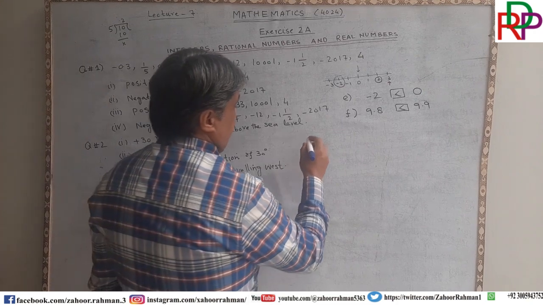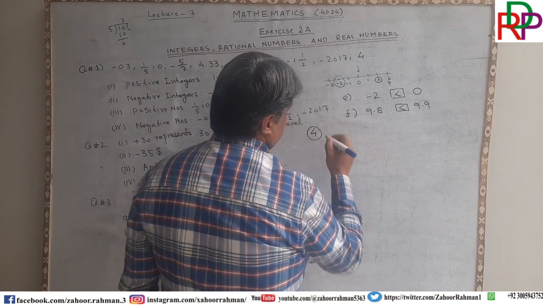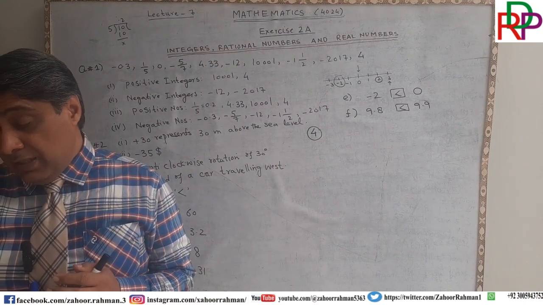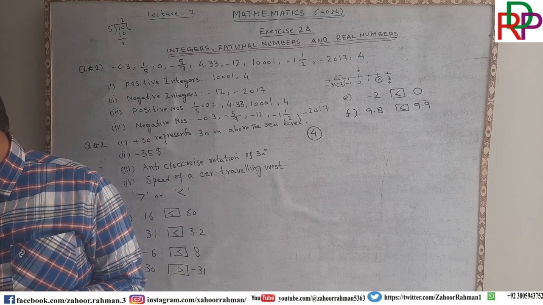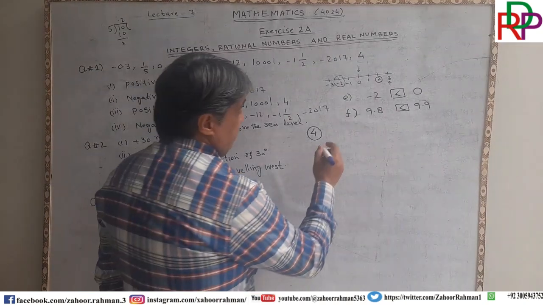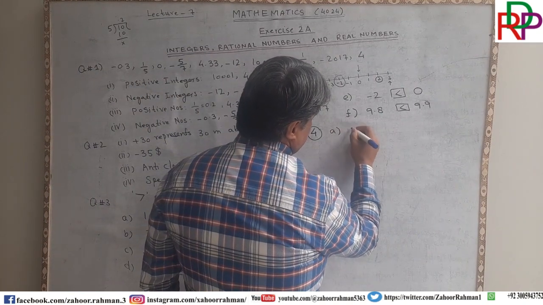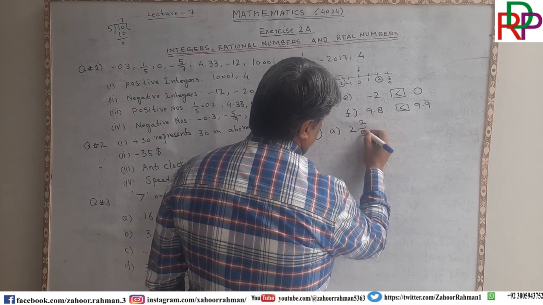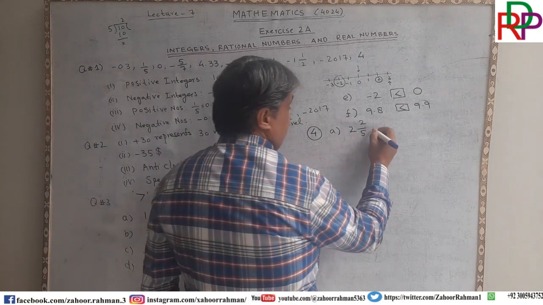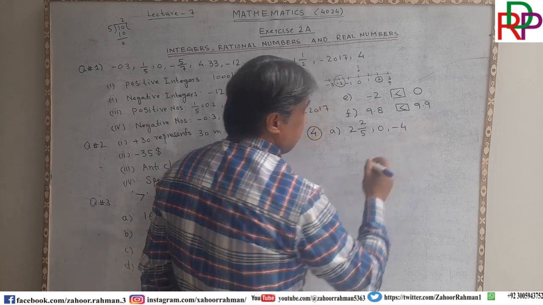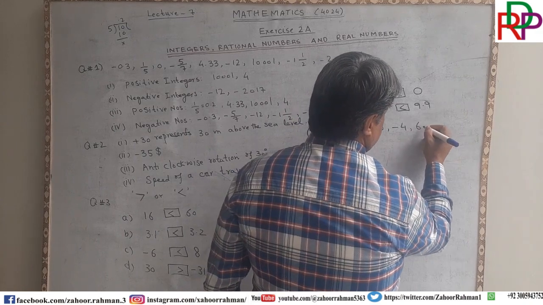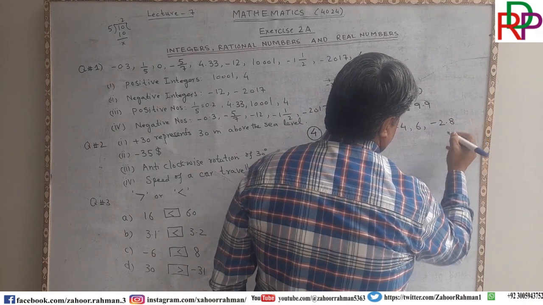Okay, question number 4 we are doing right now. In question number 7, they have given us the numbers, and they are saying use a number line to illustrate each of the following. Part A, they have given us these numbers: 2 whole 2 over 5, 0, minus 4, and then 6 and minus 2.8.